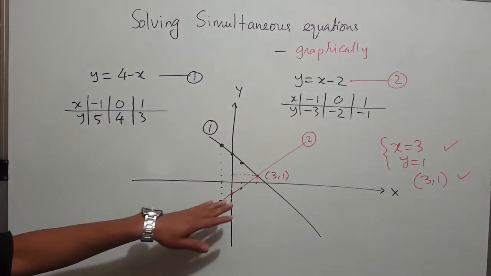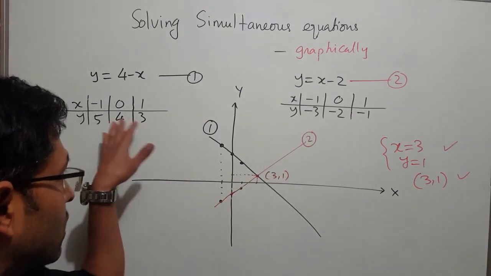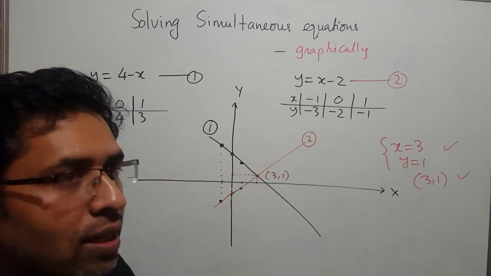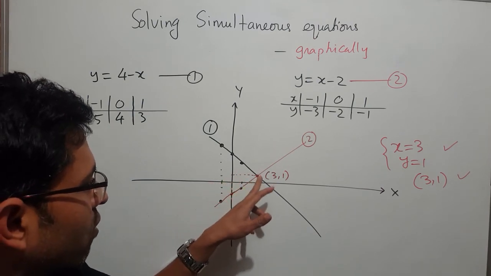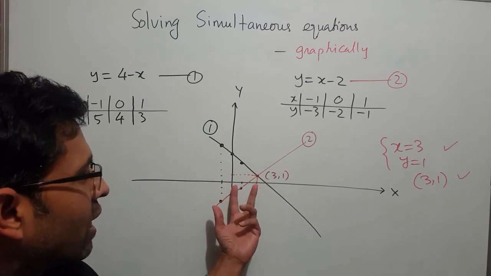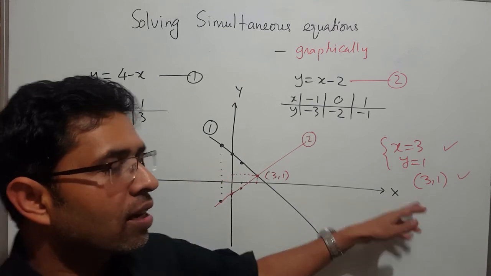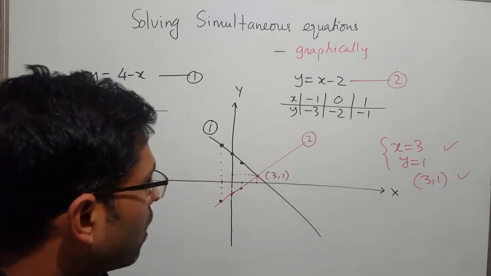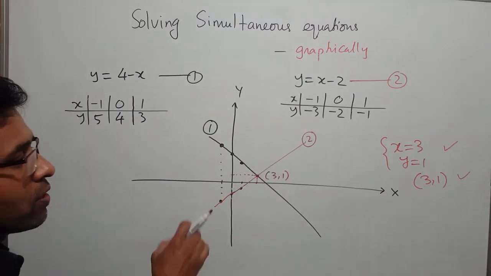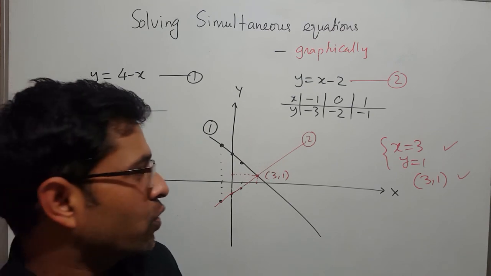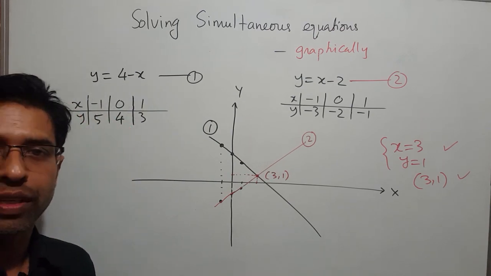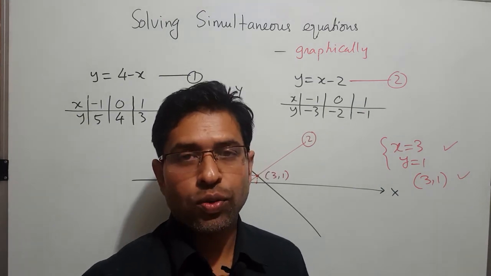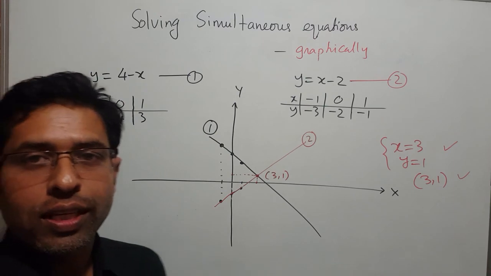Okay, so that's how we have to do it. We make a table to get a few points, then draw the straight lines and check where they are intersecting. Then we make the vertical and horizontal lines to find out the x distance and the y distance. And this is the value of the intersecting point, and this is the solution for these two equations. So this is not always very easy. You have to do lots of work, and that's why I mostly prefer the elimination or substitution method to solve simultaneous equations. But whatever method you are following, you will end up with the same answer.